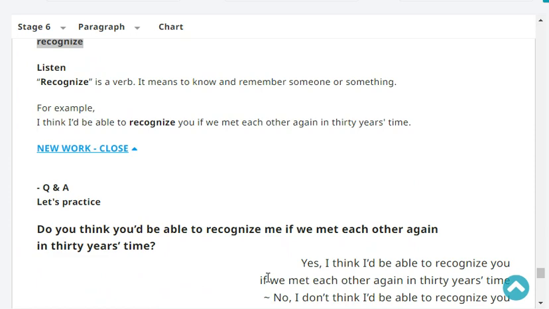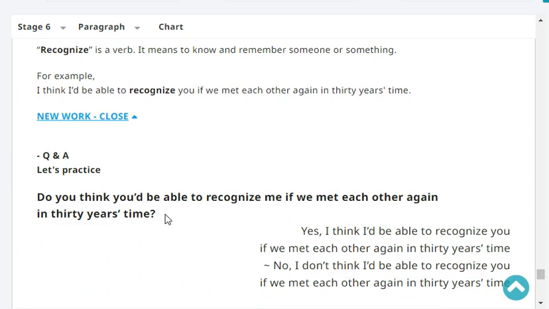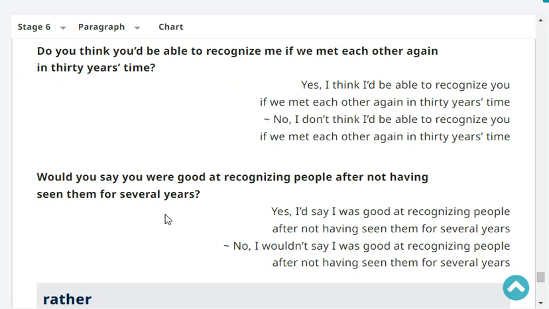Let's practice. Do you think you'd be able to recognize me if we met each other again in 30 years' time? Yes or no? No, I don't think I'd be able to recognize you if we meet each other again in 30 years' time. Oh, I'll be like 74 then.